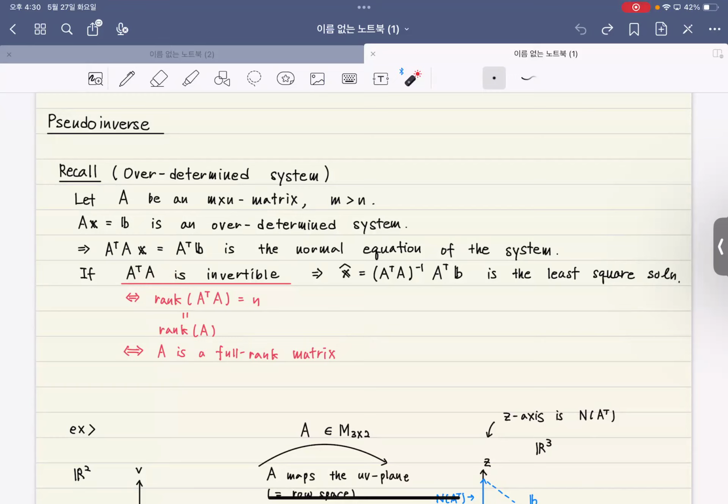But what if not? If A is not a full rank matrix, then A^T A is not invertible, so you cannot find such a nice least square solution. And in that chapter, a long time ago, we did not discuss anything about the case when A was not a full rank matrix.